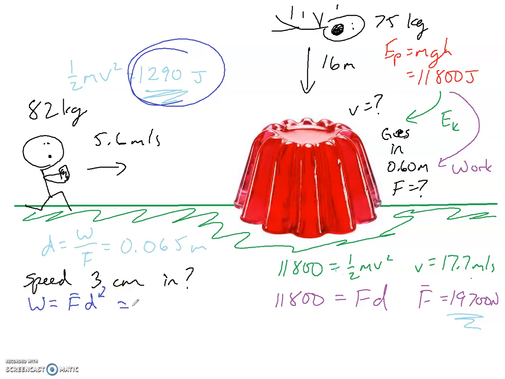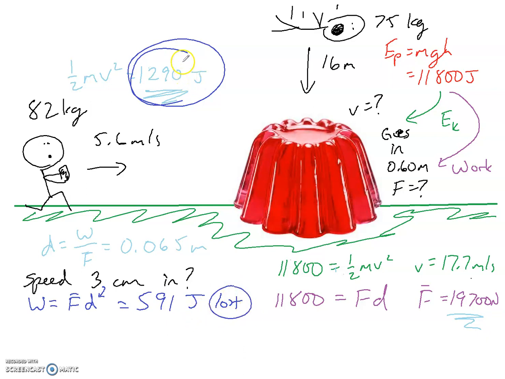And we can find out how much work was done on the runner while he's going into the jello. So we've got the average force, that still hasn't changed, still 19,700. And we'll just keep it nice and constant to make things easy. We'll multiply that by the distance of 3 centimeters. Make sure you convert that into meters. And we can see that the jello would have done about 591 joules of work to slow him down. So this is energy that is lost to the jello.